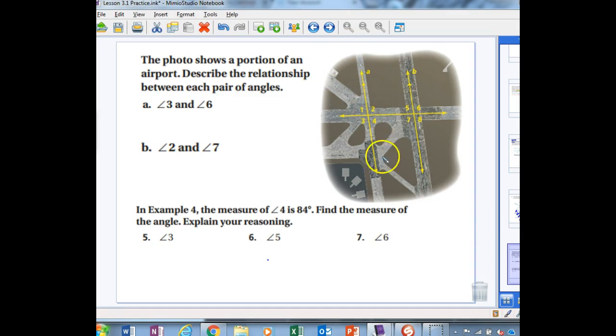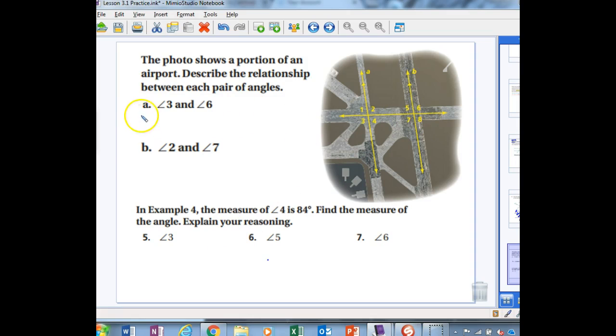Okay, this is an intersection in the street. So this is like a fake photo of a portion of, oh, it looks like an airport. So we have some runways. These 2 lines are parallel. I can tell because it has my mark that tells me that they're parallel. This line that crosses them will be my transversal. It created 2 sets of 4 angles.